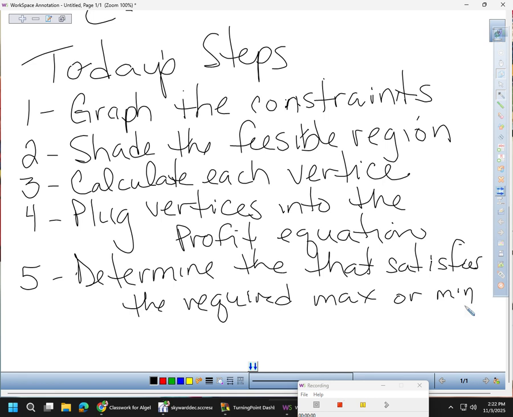Yes, Vance. Determine the point. I was supposed to have the word point in there. Determine the point that satisfies the required max or min. Okay.